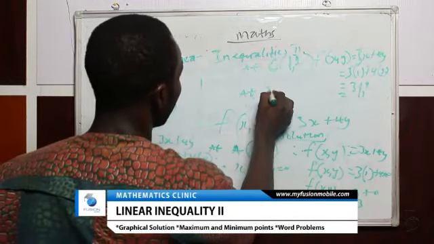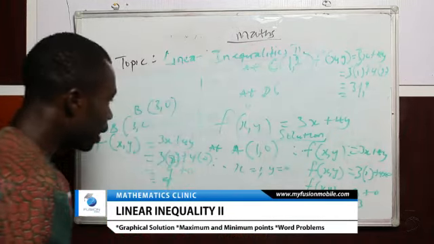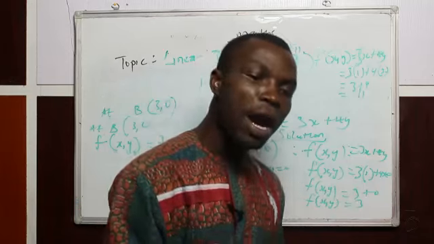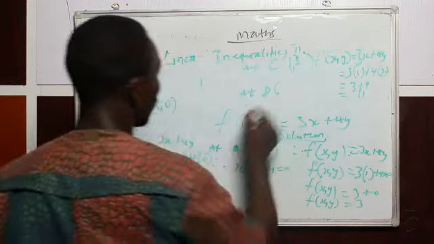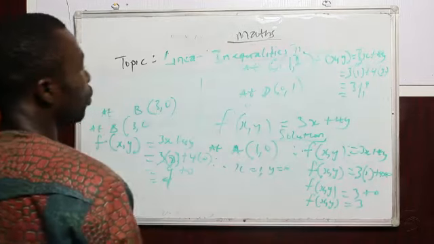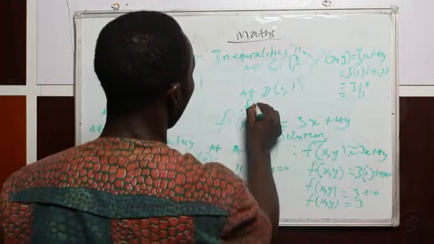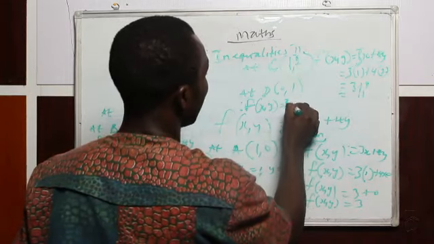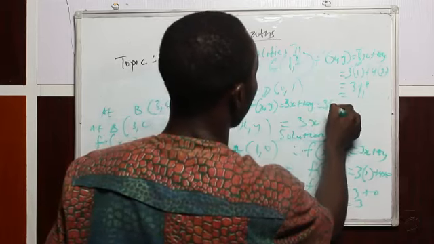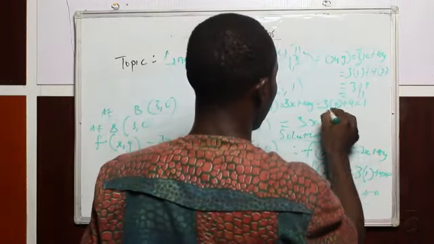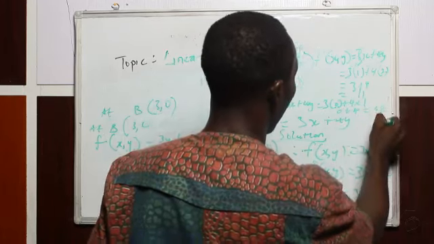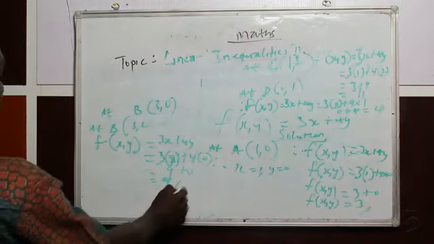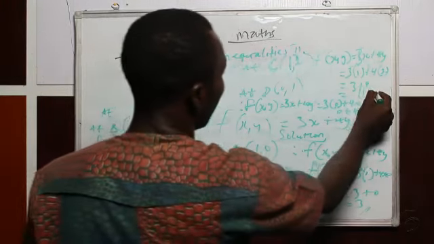At point D, what is the point? Remember at point D that our x was 0 and our y was 1. Therefore, we now have f(x, y) equal to 3x plus 4y, which will give us 3 times 0 plus 4 times 1, which will now give us 0 plus 4, and we have 4. So at point A, we have 3. At point B, we have 9. At point C, we have 11.